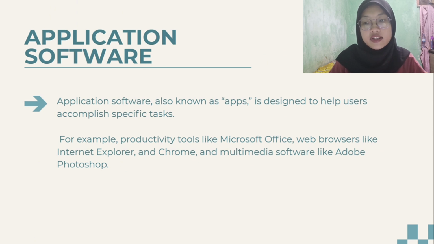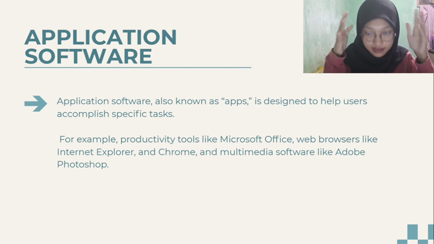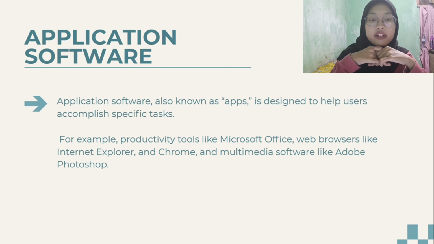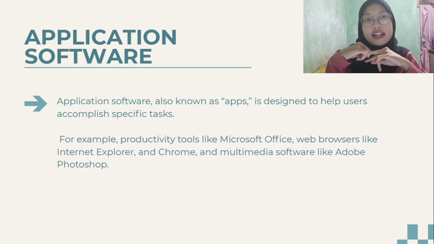Next is application software. What is application software? Application software is also known as apps. It's designed to help users accomplish specific tasks. For example, productivity software like Microsoft Office, Microsoft Excel, and Microsoft Word, web browsers like Internet Explorer and Chrome, and multimedia like Adobe Photoshop.